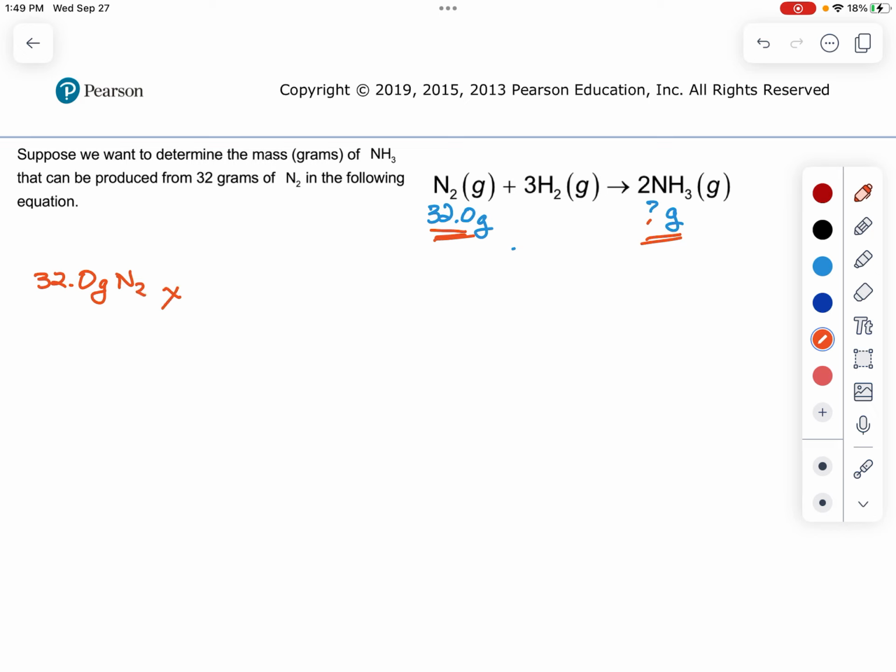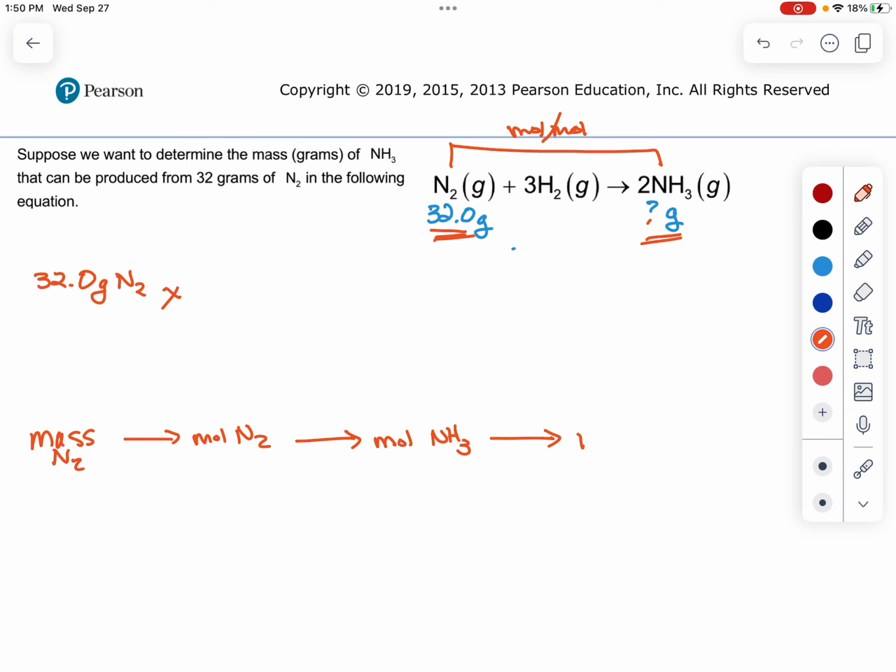And remember, if I'm going to go from here to here, I have to use the mole to mole ratio. And so the first thing I have to do is convert my mass of nitrogen into moles. So remember, this is our process. We're going to go from mass of nitrogen to moles of nitrogen. Then we're going to go from moles of nitrogen to moles of ammonia. And then we're going to go from moles of ammonia to mass of ammonia.